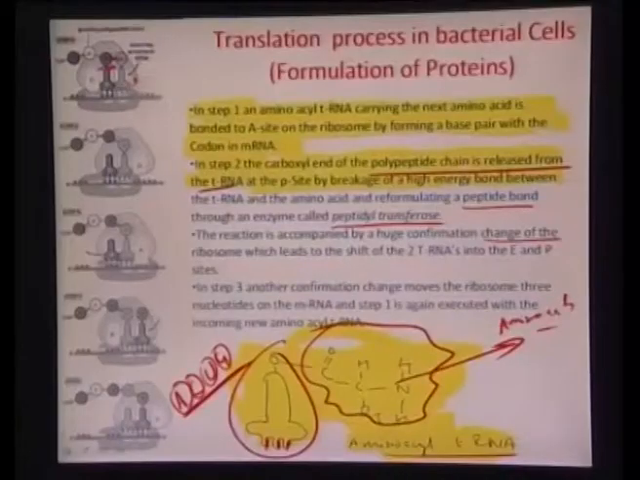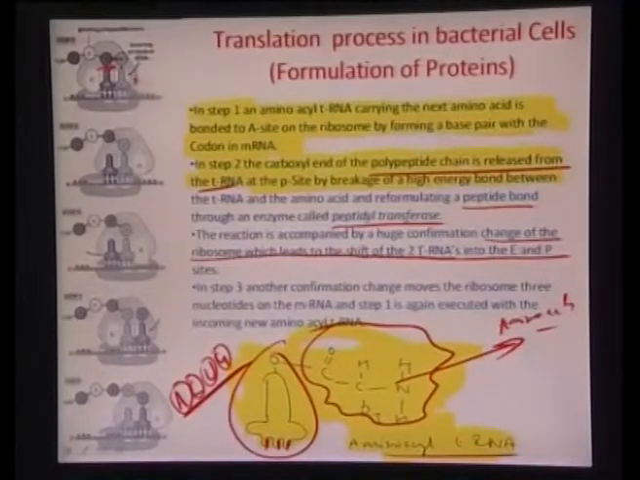So, because there is a sudden liberation of the amino acid from the transfer RNA and a sudden bonding of this particular amino acid with another amino acid group on the last transfer RNA, there is a huge change in conformation or huge change in size of the particular ribosome. Okay. So, there is a conformational change in the ribosome suddenly, leading to the shift of the two tRNAs into the E and P sites respectively.